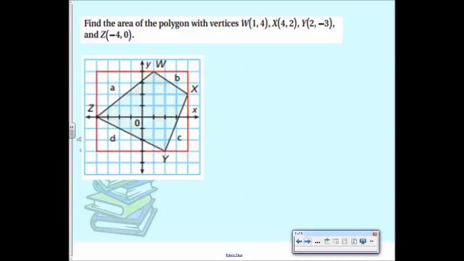So let's take a look first of all at the whole area. How tall is this rectangle? 7. And how long is it? 8. So the whole rectangle, what would the area be? 56. So then we just need to subtract from that A, B, C, and D. So take a look at A. A is a triangle. How high is it? 4. How long is it?